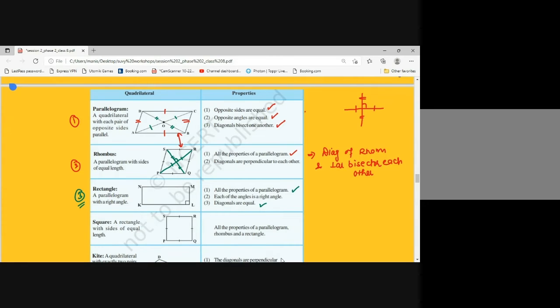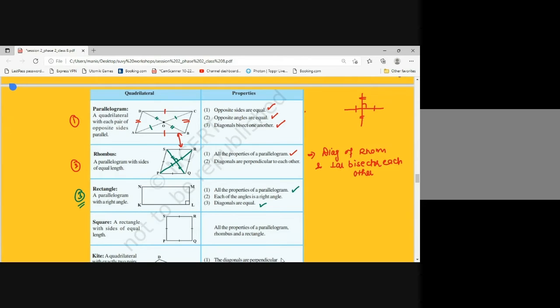Like a parallelogram? But in a parallelogram, diagonals are not equal; they are bisecting each other. In this, they are saying all properties of a parallelogram, it means they are bisecting each other as well. Their diagonals are equal. Okay. Clear? Clear.